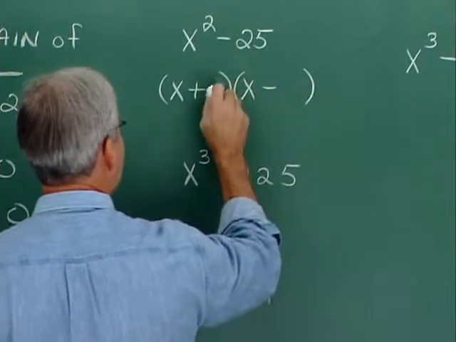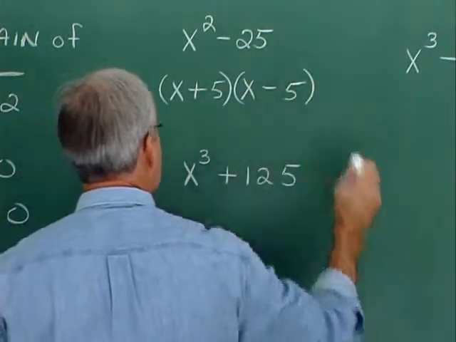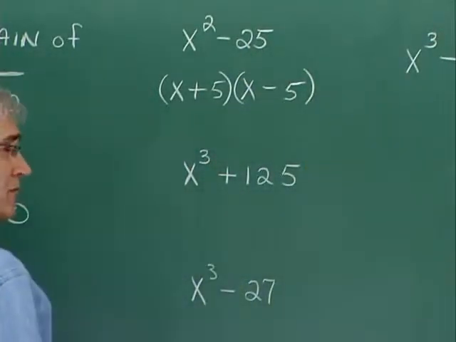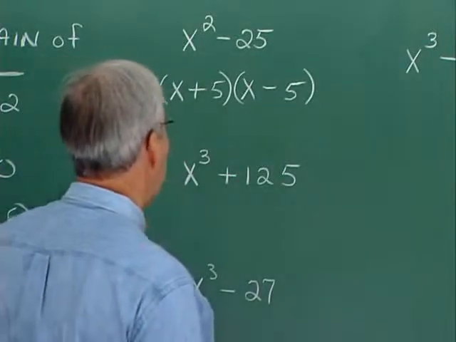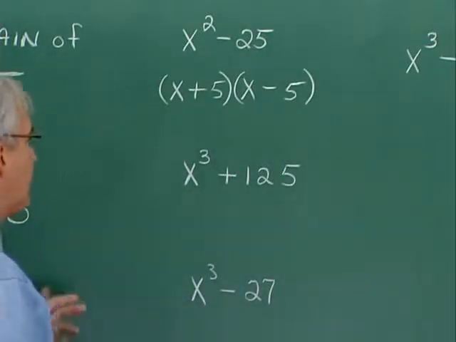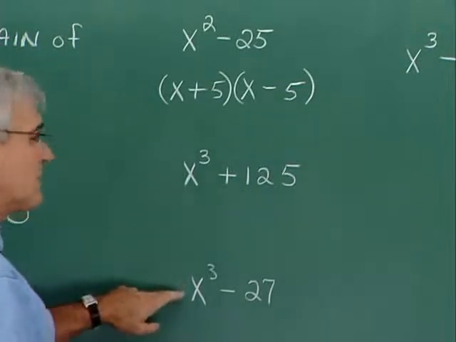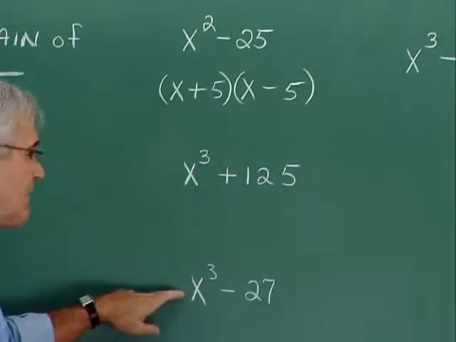5 is squared to give 25, so 5 is in each of these 2 positions. So x plus 5 times x minus 5 is the factored form. It turns out that we can also factor the sum of 2 cubes or the difference of 2 cubes, and the strategy is pretty much the same.